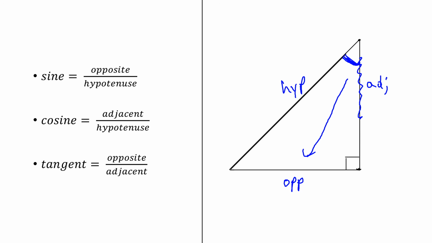If you want a short way to remember, you can just say that sine is opposite over hypotenuse. Cosine is adjacent over hypotenuse. Tangent is opposite over adjacent. So, soh cah toa.